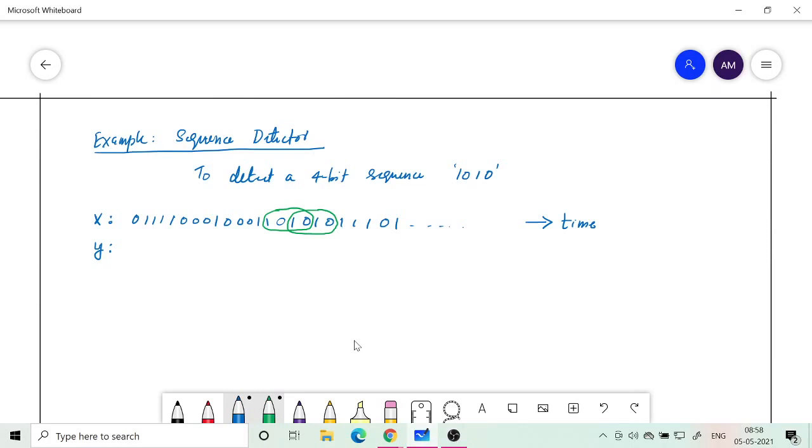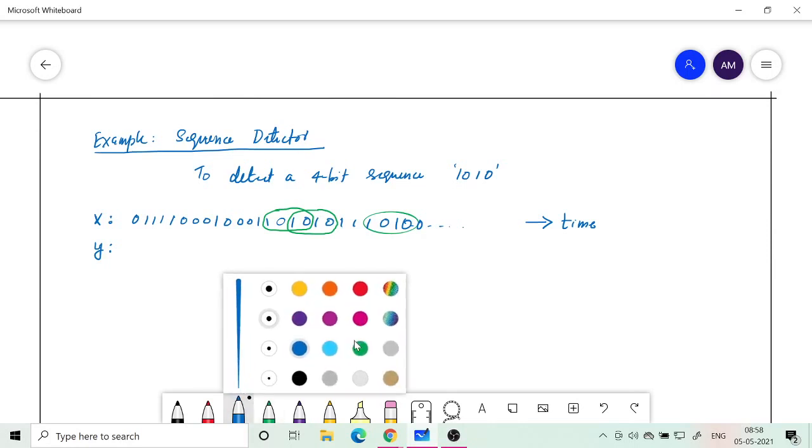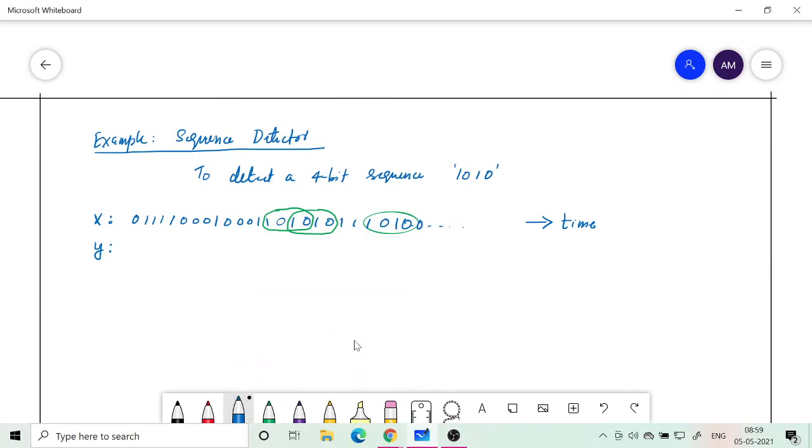Before that there is no other place where I have 1 0 1 0. So let me just put one more here, so that I will have one more detection here, and then 0. So this is the sequence that we are considering, and if I write the output, as long as there is no detection of the sequence, or only a partial detection of the sequence that we are looking for, we will have output 0.